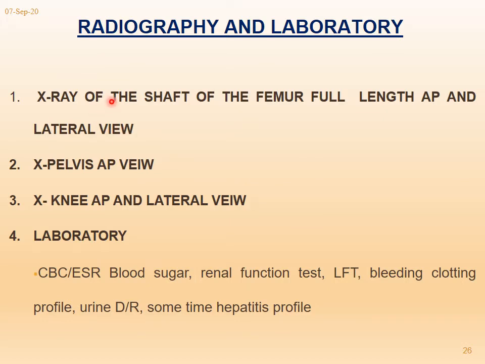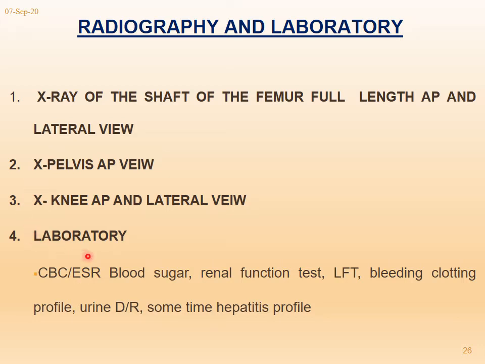What radiography do we do to assess the anatomy of the shaft of the femur? Three types of x-ray should be done if a shaft of femur fracture is suspected. X-ray of the shaft of femur, full length, AP and lateral view. This means that we don't miss any part of the femur in our AP and lateral view. X-ray of the pelvis should be done in a suspected fracture shaft of the femur. X-ray of the knee joint should also be taken. I will show why in the next few slides.